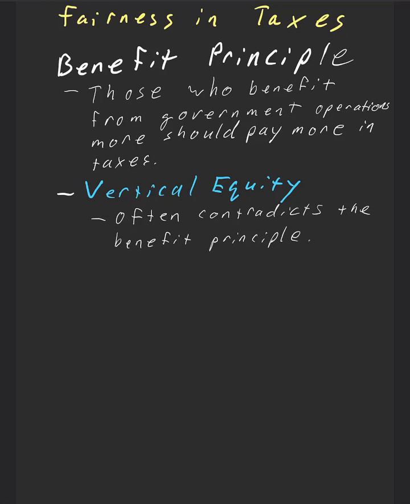Government services are often of much higher value to lower income people because of the way that they're utilizing those services than they are to higher income people. And so you're going to see a lot of value from the benefit principle perspective. You're going to see that equity would actually demand results or tax systems that are contrary to what vertical equity would demand.